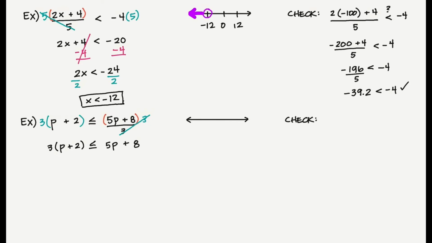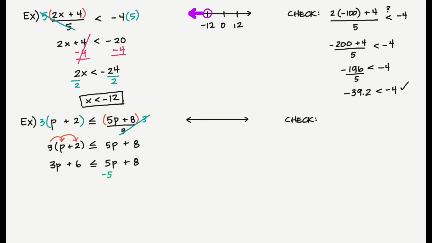So that's broken free of the parentheses on the right. Now let's use the distributive property on the left to get rid of all of our parentheses. So this leaves me with 3p plus 6 is now less than or equal to 5p plus 8. Okay, now this looks more familiar.